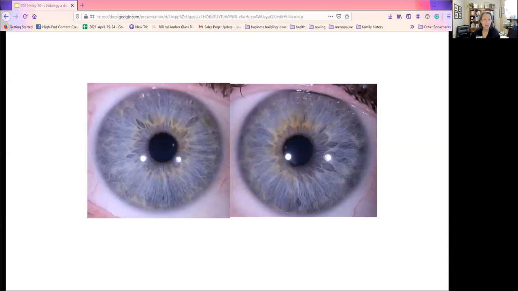She has a tiny marker in her eye, which you may or may not be able to see. And it's very, very, very small. It's right here.